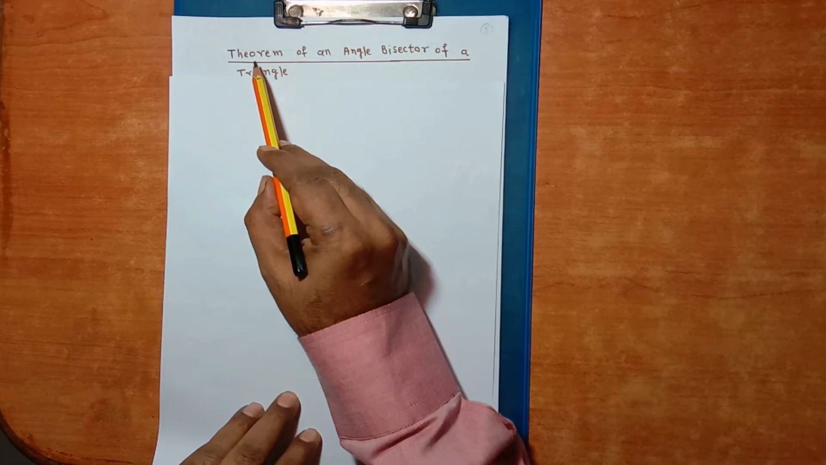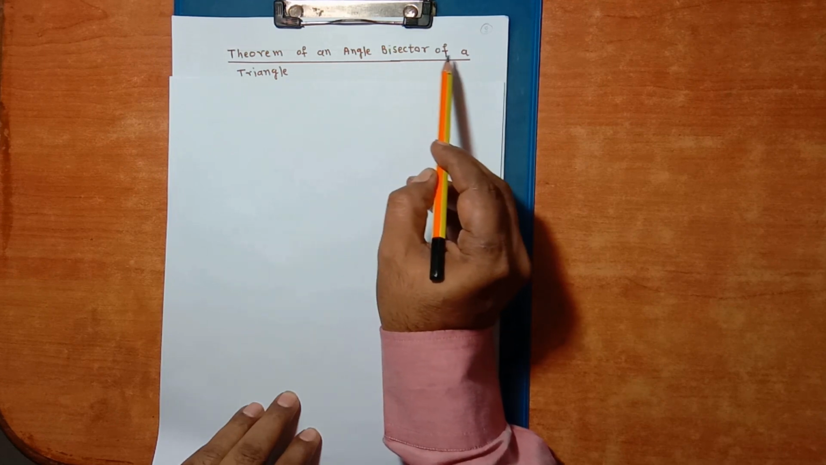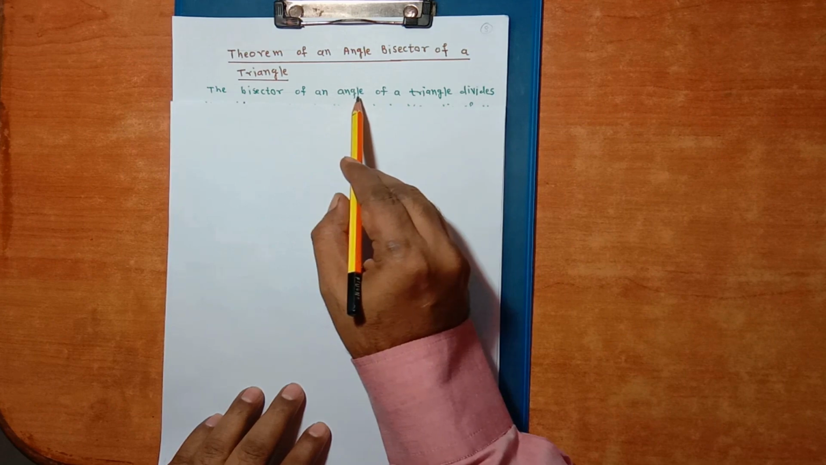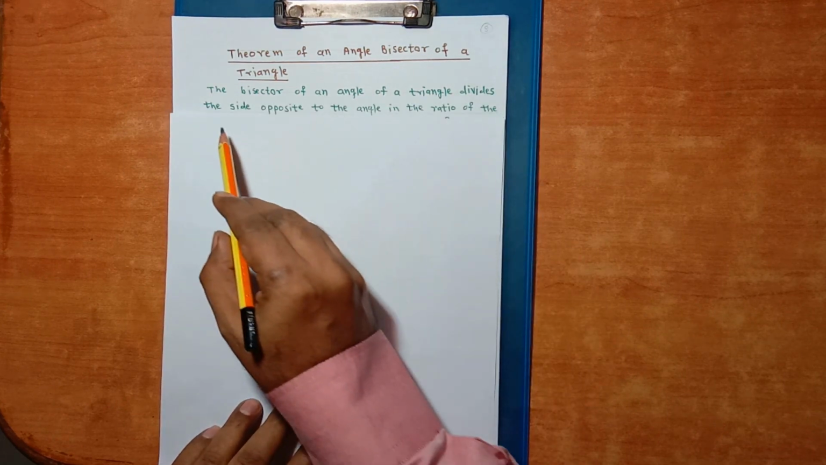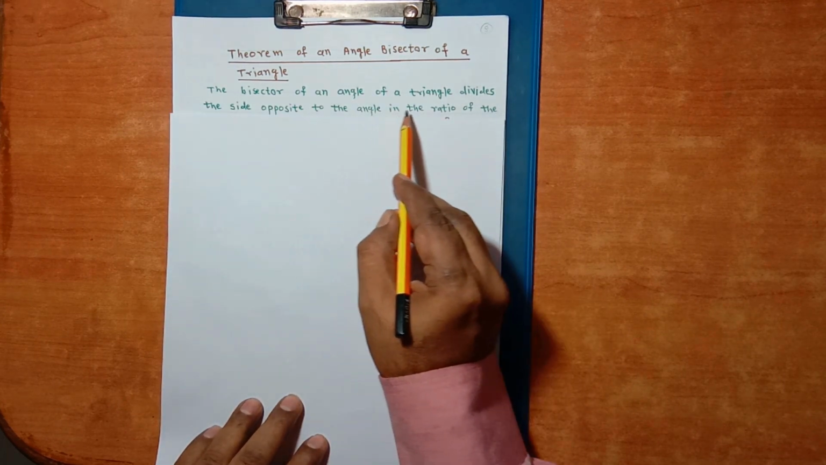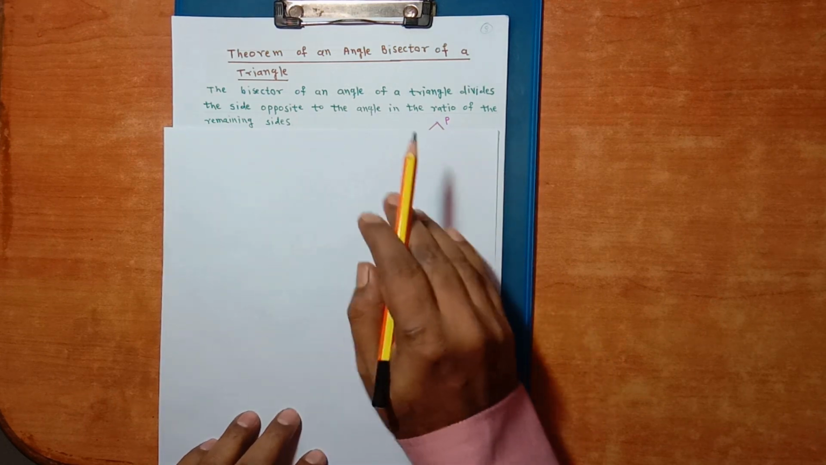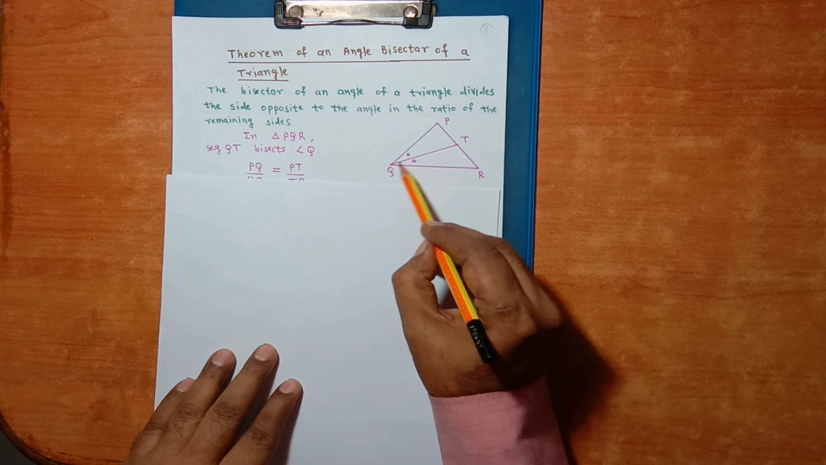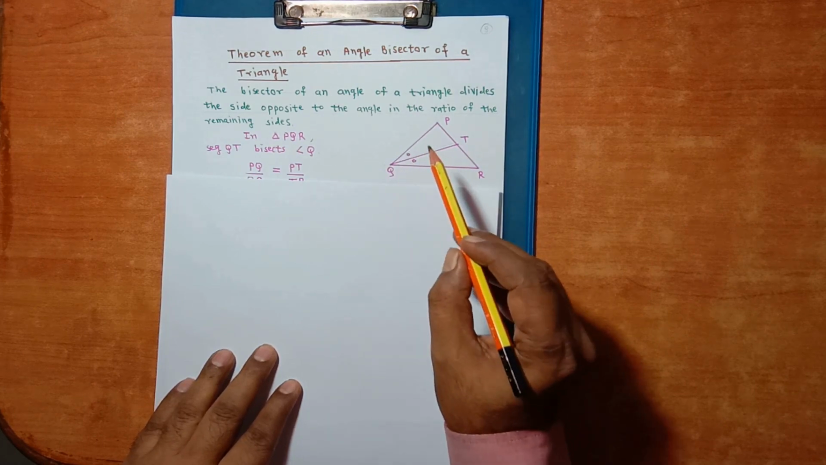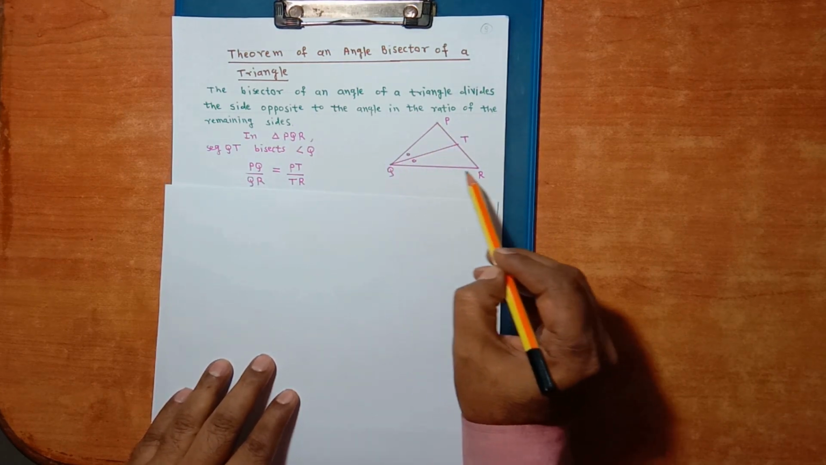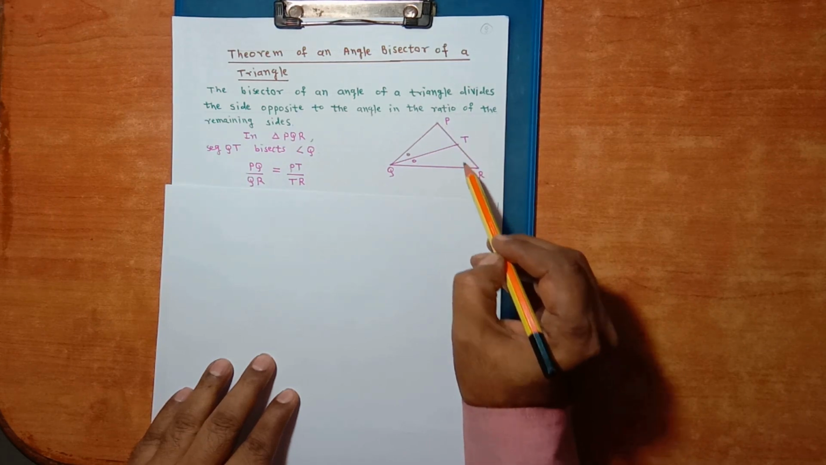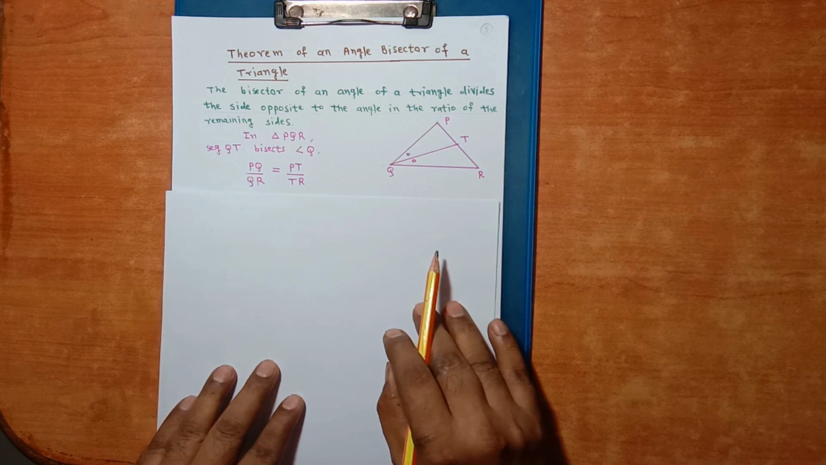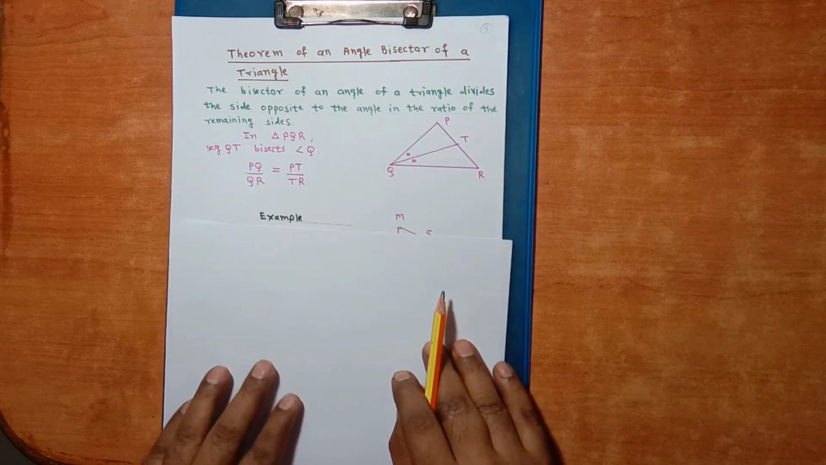Let us study theorem of an angle bisector of a triangle. The bisector of an angle of a triangle divides the side opposite to the angle in the ratio of the remaining sides. In triangle PQR, segment QT bisects angle Q, then we get PQ upon QR is equal to PT upon TR. Let us solve one example based on it.